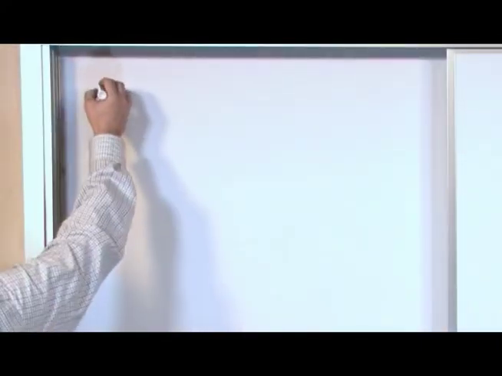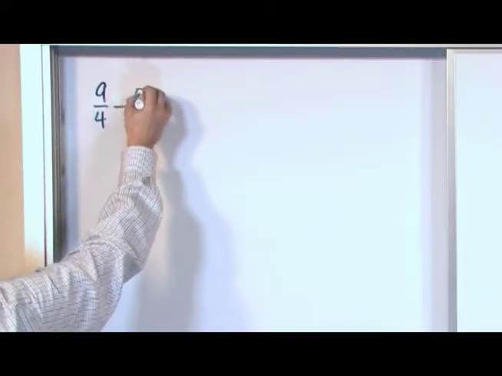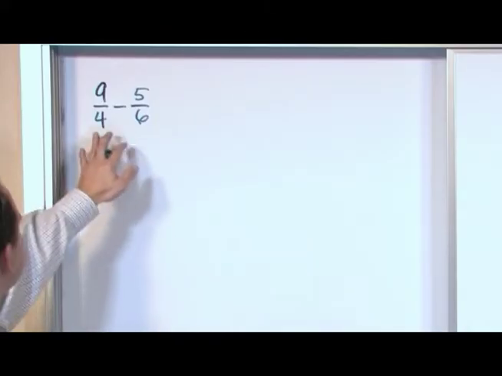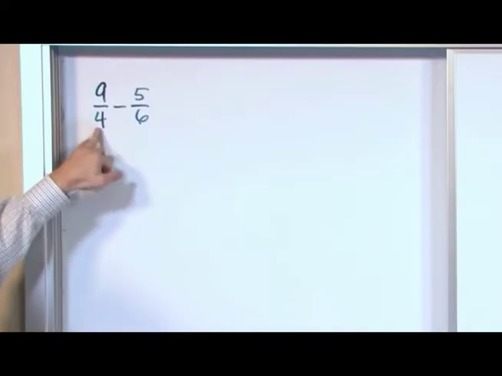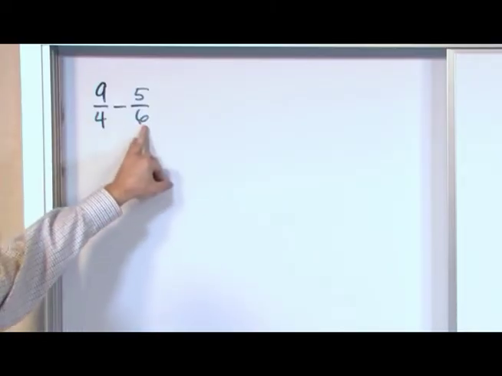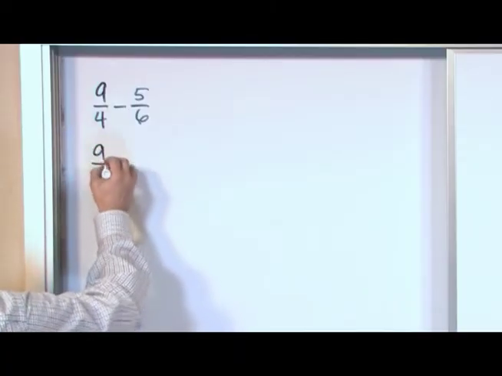Okay, our next problem is 9/4 minus 5/6. So I've got two fractions, two totally different denominators. I know that I'm not going to be able to work with just one of them because there's no way I can multiply 4 by anything to give me 6. There's no way I can multiply 6 by anything to give me 4. So I'm going to have to do something to both of these fractions. So let me rewrite them.